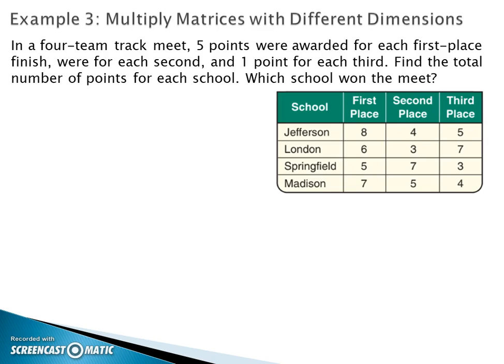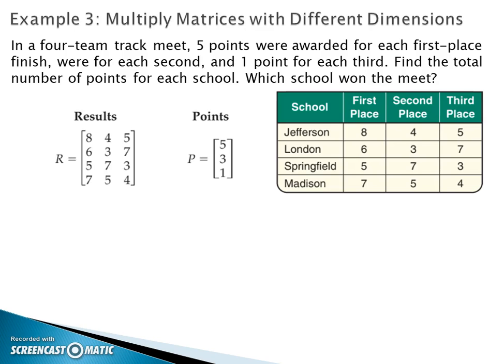For the points, because the matrix right here in front of us is a 4 by 3, we want our points matrix to be a 3 by something. So our points matrix is 5, 3, 1. 5 for first place, 3 for second, 1 for third. We're going to write an equation where we multiply our R times our P.